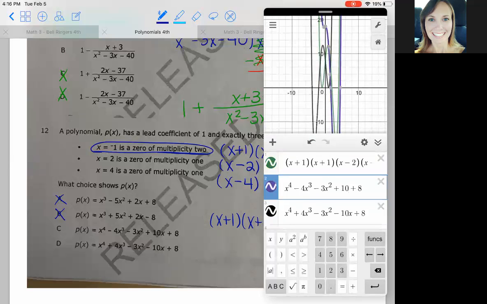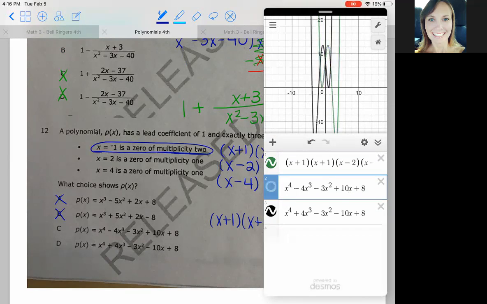Oh, I forgot my x right here. It's like something's not right. All right, so if I turn this one off, I can see the green one is my factored form, and the black one is the last one. The black one and the green one are definitely not on top of each other, and that's kind of what I'm looking for. I want to see that they match, because if they're the same equation, their graphs are going to match.